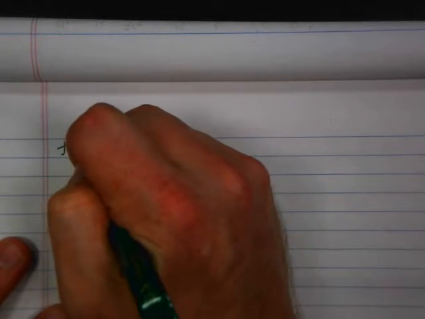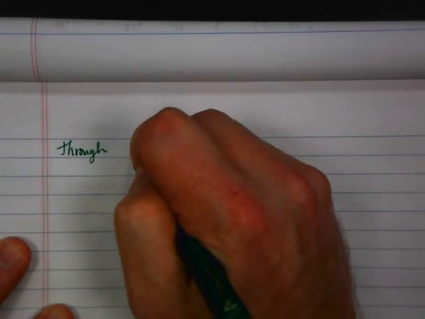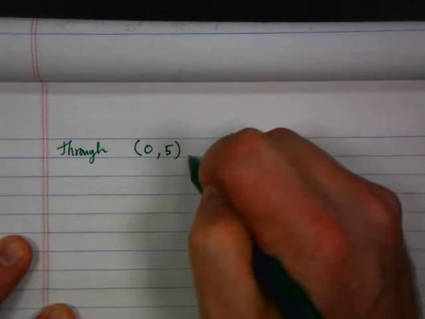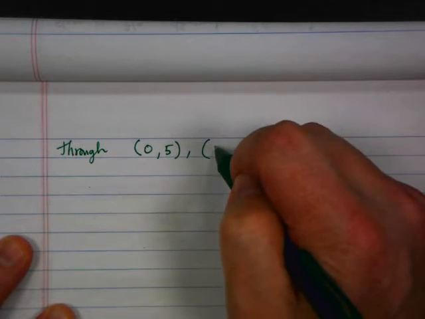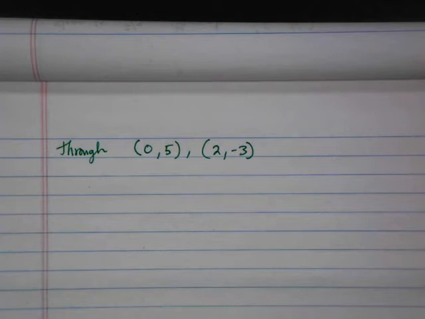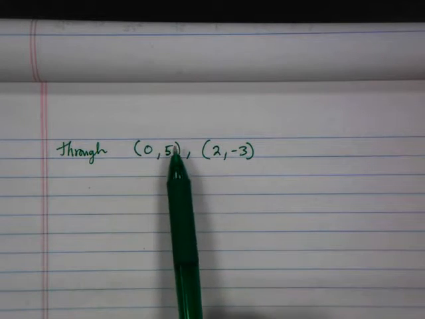How about if I ask you, find the equation of the line through, I'm going to give you 2 points this time. One of them is 0, 5, and the other one is 2, negative 3. So we know where the y-intercept is, right? This time we know the y-intercept. The y-intercept is 0, 5. Again, I didn't spell that out, but you should recognize.